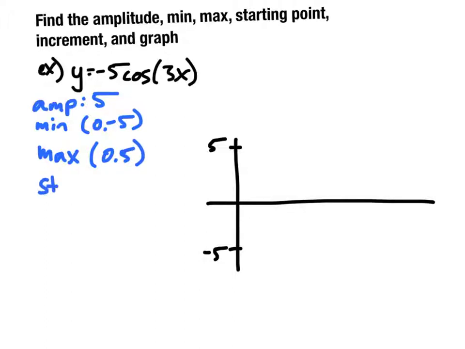Where are we starting? At the minimum, so 0, negative 5. Now the period is 2 pi over b.